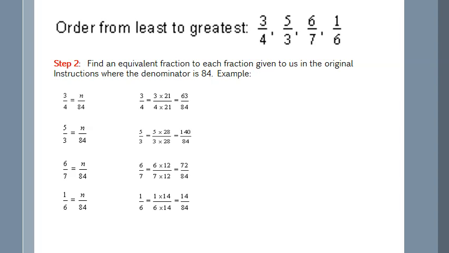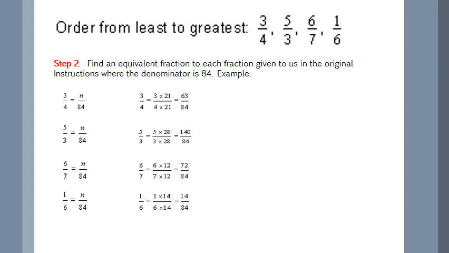That gives us 63. 3, the next example, goes into 84 28 times. 28 times 5 is 140. The next example, how many times does 7 go into 84? Well, it goes in 12 times. 12 times 6 is 72. The next example, how many times does 6 go into 84?